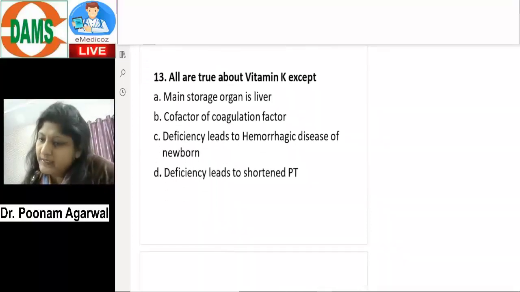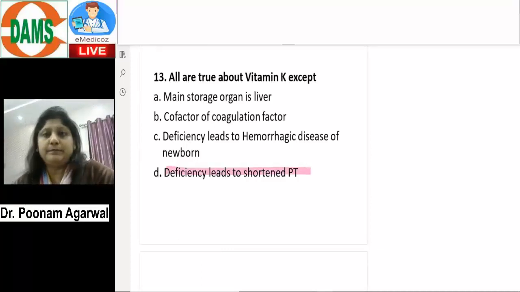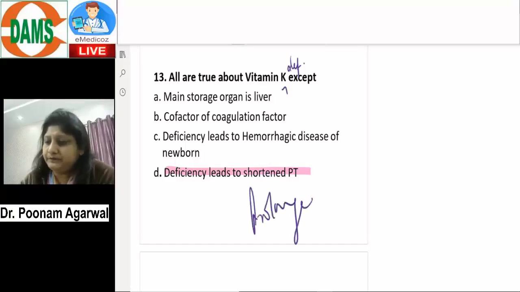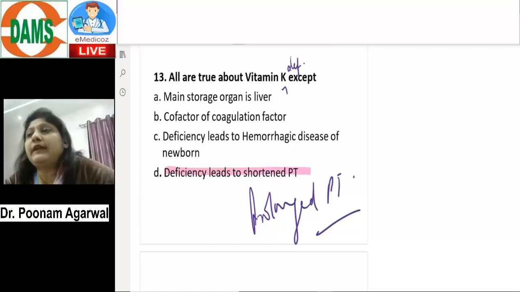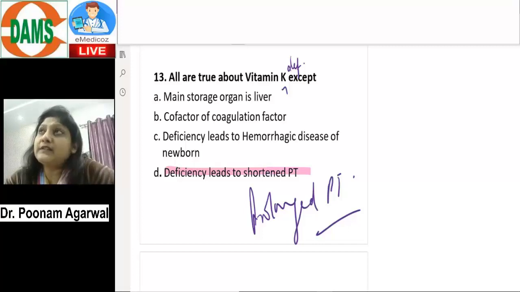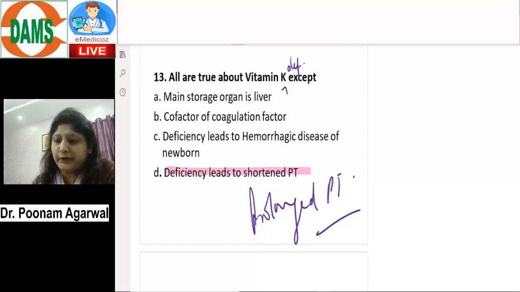Now, true about vitamin K except. So what is wrong about vitamin K? Vitamin K is not going to shorten the PT, prothrombin time. Rather, in vitamin K deficiency you will have prolonged PT, because the clotting factors are not acting properly, as they are not post-translationally modified in the lack of vitamin K. So they will say, I will not do the clotting, and that will result in increased clotting time, increased prothrombin time. So PT is prolonged, not shortened.